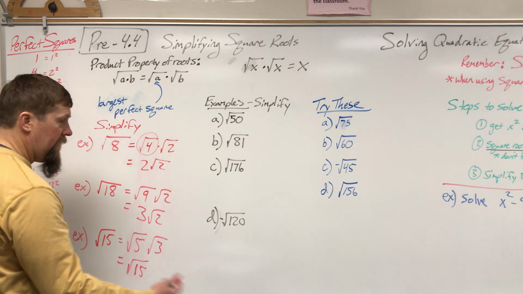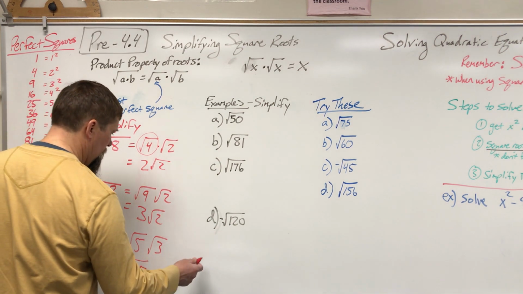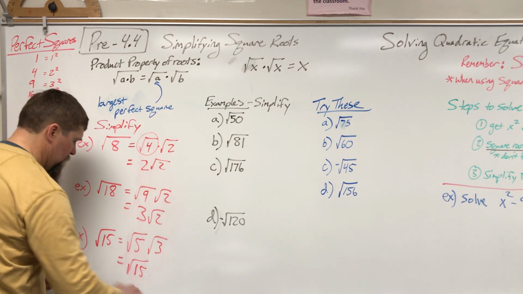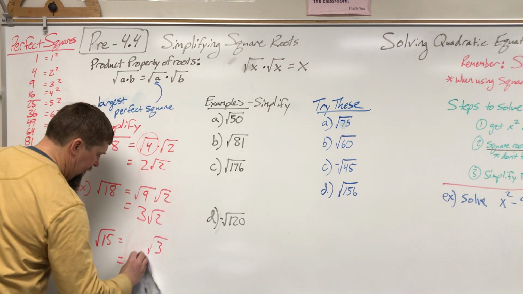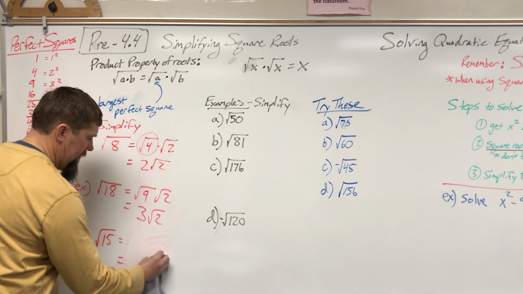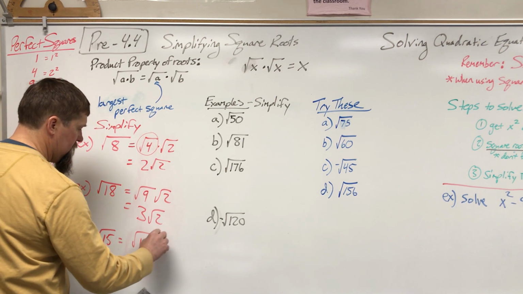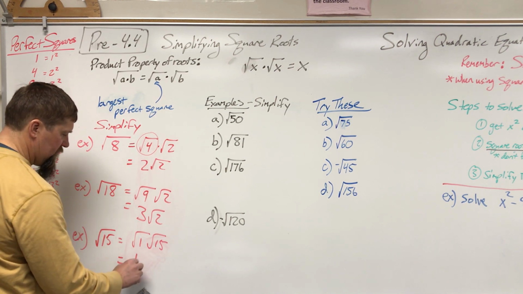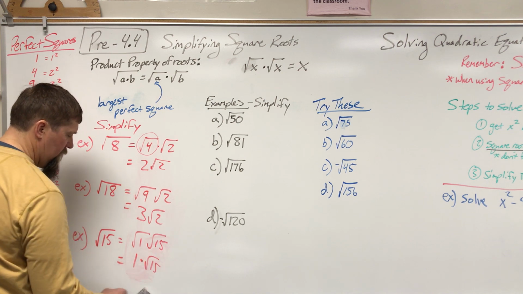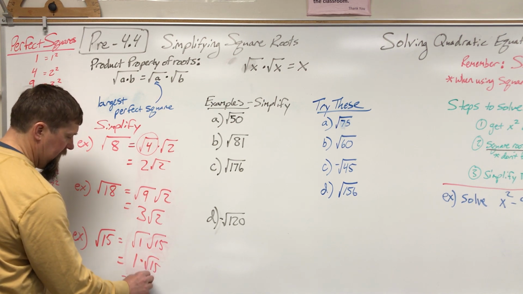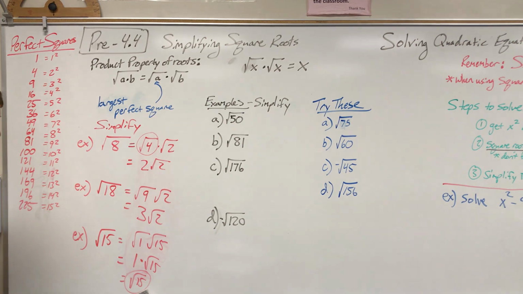Now, you might say, well, there's 1. 1 is a perfect square. Well, yeah, we could do it that way. We could say, well, there is a factor of every number that is a perfect square, and that's 1. Well, that's the square root of 1 times the square root of 15, which is just 1 times the square root of 15, which of course is just the square root of 15. So that's still the answer.